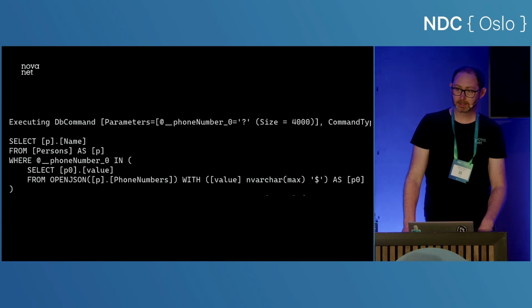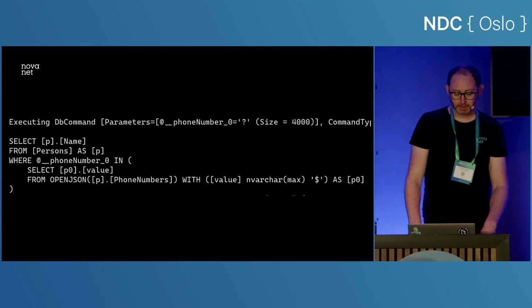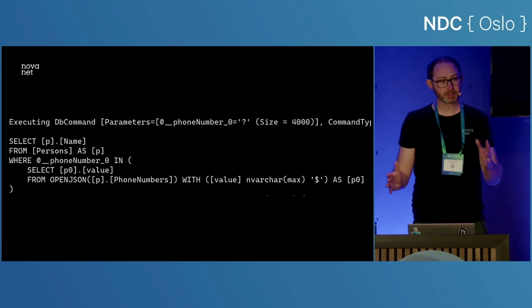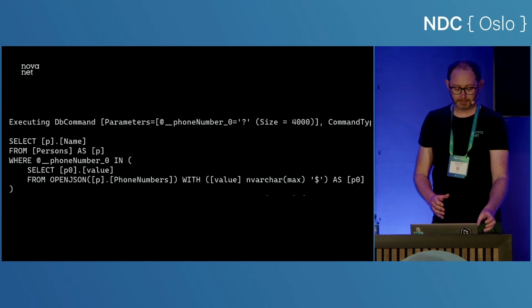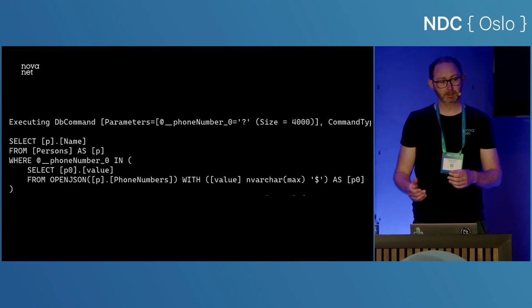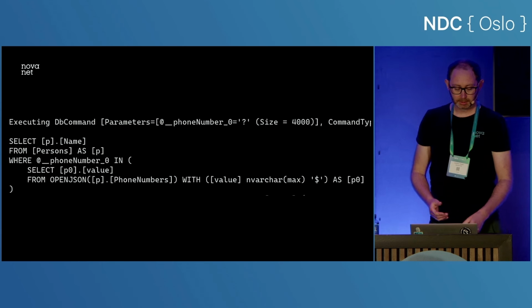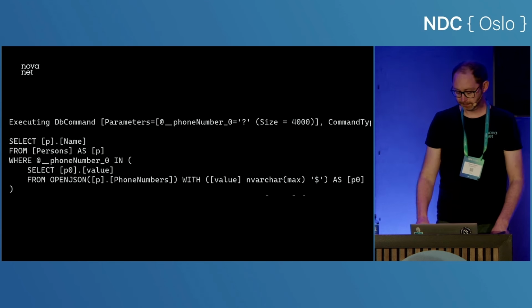And there's two things to notice here. One is that it's using the OpenJSON built-in mechanisms of SQL Server, but it's also passing in the phone number as a parameter. And that is a good thing, because SQL Server caches all query plans. So if you were to have the phone number as a value, then you would need to cache a query plan for each unique phone number. But doing it this way with a parameter, you only need to cache one query plan, and it will work for every phone number.